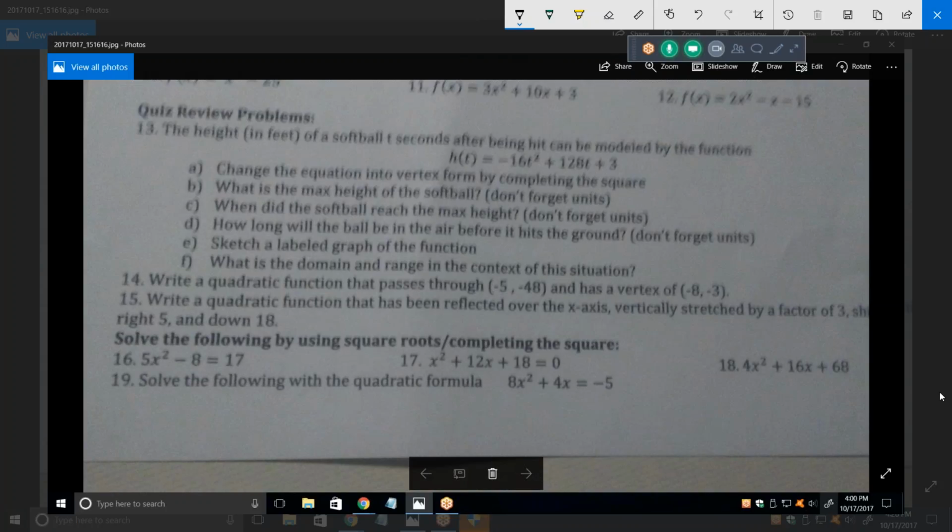Number 15: write a quadratic that's been reflected over the x-axis, vertically stretched by a factor of 3, shifted right 5, and down 18. So let's start with our standard.